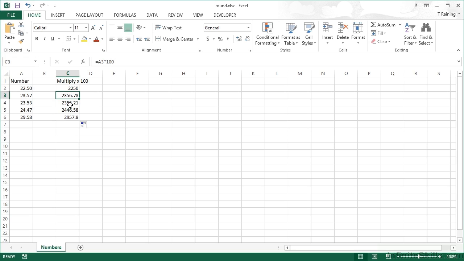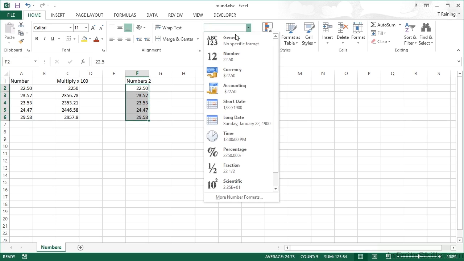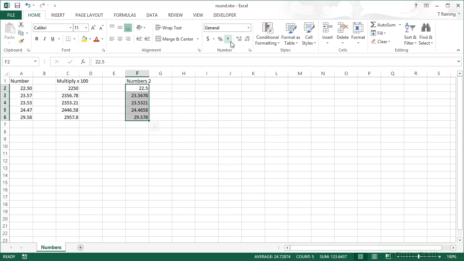Now sometimes that's not what you're after. You're not after just hiding the extra decimal place values. You're actually after getting rid of them and physically rounding the numbers. So if I take these numbers again and copy and just paste them over here, and we'll call them numbers 2, I'm actually going to reset the decimal places by setting the number format to general, so then I see what's actually in the cell.